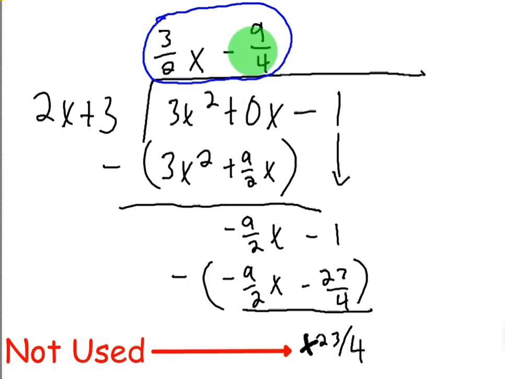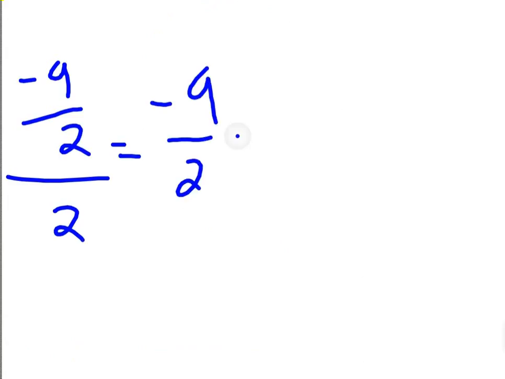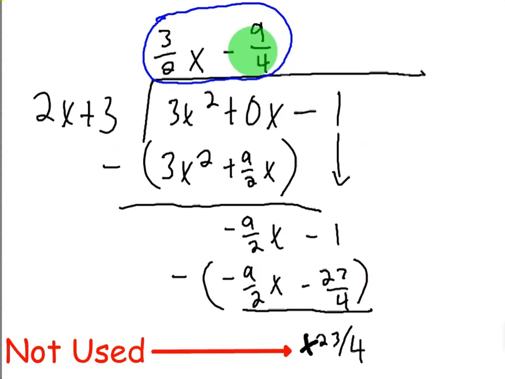I'll show that real quick. So actually, I'll do it on a different page. You have negative 9 over 2 divided by 2, like that. It's the same thing as negative 9 over 2 times 1 over 2, which is negative 9 over 4. So that's where that comes from.